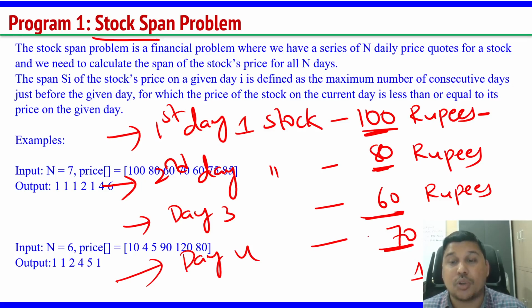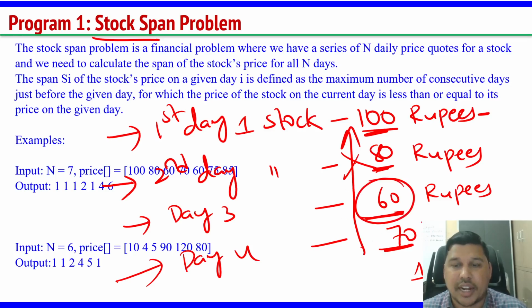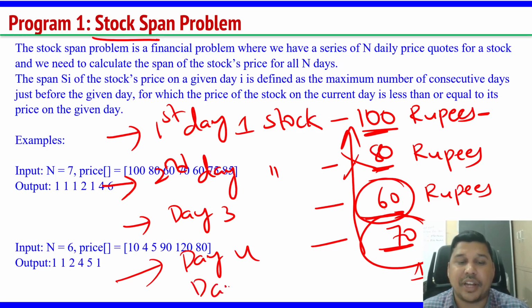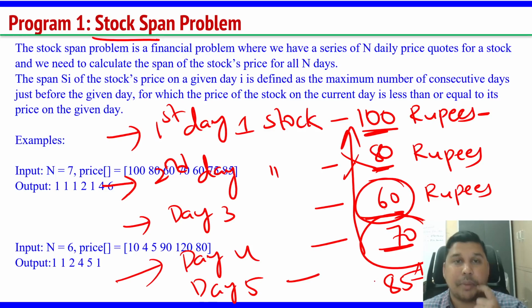Again, you have to check all the way till 100. So 60, then 80 came, which means it fails. So only one day. The current day value is 70, and the stock span value is 1. Why? Because the previous one day it was less than 70. Now take day 5. It became 85, for example. The current day price is 85. Now the question is, what is the span?